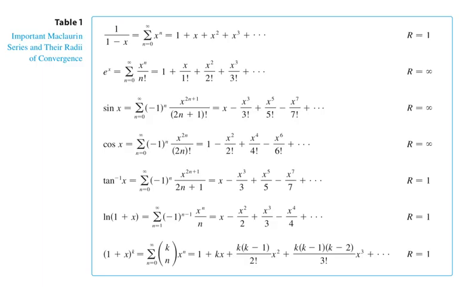Here we have some important Maclaurin series and the radii of convergence. We've done most of these. We haven't done the inverse tangent or the 1 plus x to the k. They will happen in the next video. The 1 plus x to the k is where the binomial theorem comes from. And this right here, this k choose n, is combinations. It's n items chosen k at a time from permutations and combinations that we learn in probability.